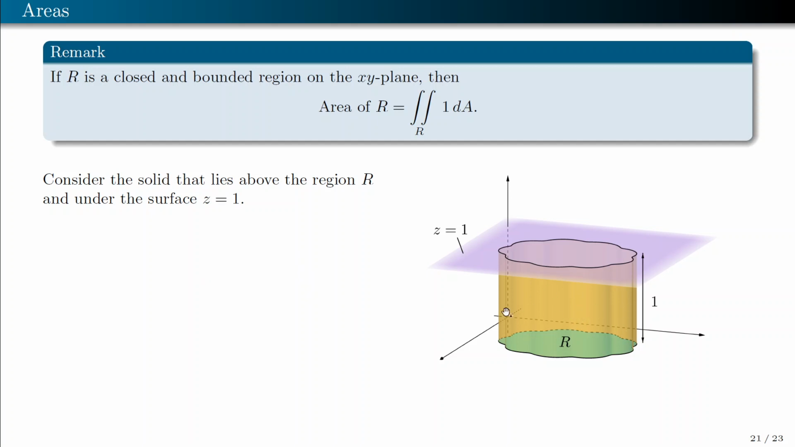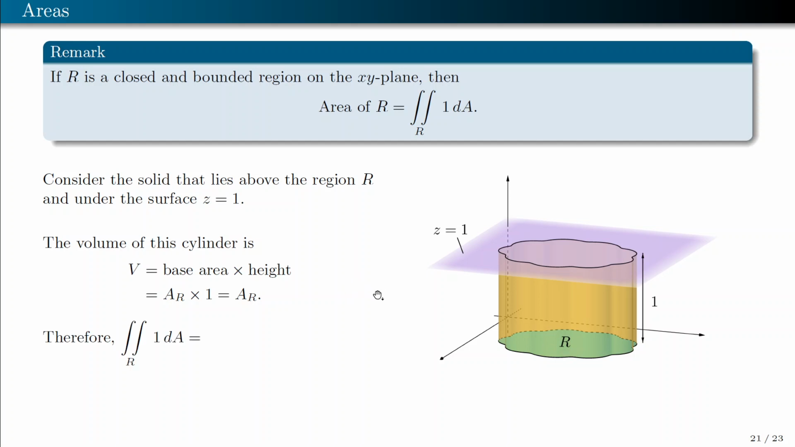From this illustration, using just high school 3D geometry, the volume of such a solid is given by the area of the base times the height, right? If our solid is just a cylinder, its volume is just the area of the base times the height. For this illustration, the area of the base is the area of region R that we're looking for. Since z equals 1, the height is 1. Simplifying, AR times 1 is just AR. So the volume of this specific solid is equal to the area of region R.